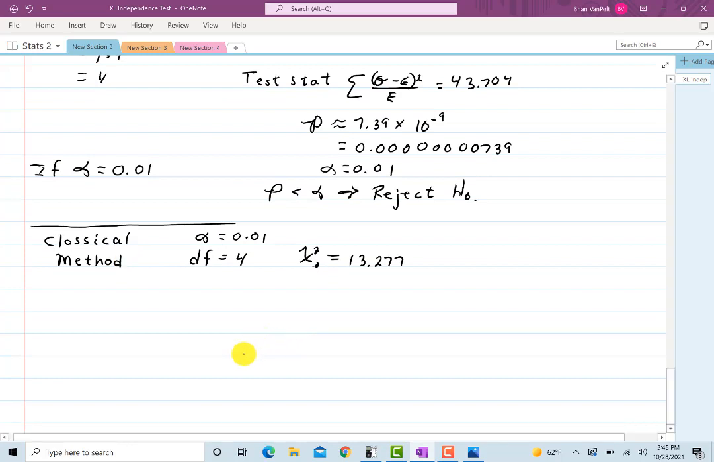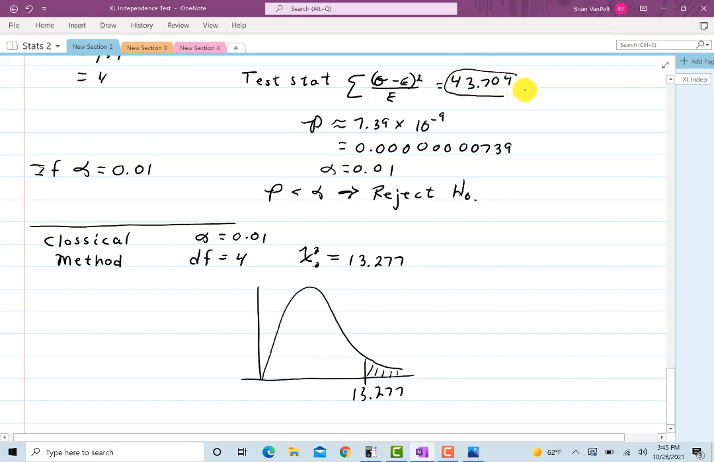And so when we draw a picture of this, remember the chi-squared distribution is not symmetric. So my chi-naught squared is 13.277. And if I look at my test stat, you can see it is way buried into the critical region. We would reject H naught. So I would conclude that these variables are not independent.